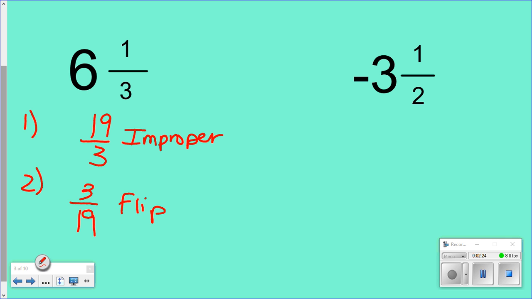All right? So what about this one? Tell me what the improper fraction is of this. What's the improper fraction here? Somebody, anybody, Desi. Oh, okay, -7/2. That's all right. Negative just stays along for the ride. Doesn't change anything. Then I got to still flip it. Negative still stays along for the ride. Flip it around.